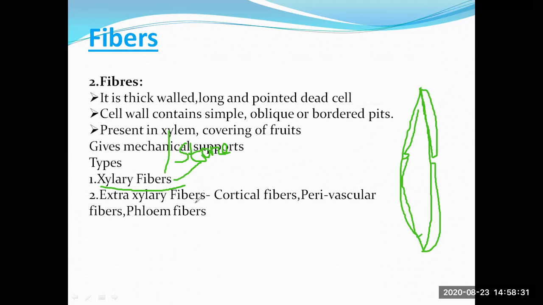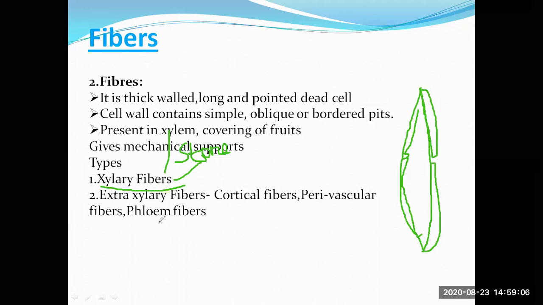The first one is xylary fiber, meaning intraxylary. The second one is extraxylary. Xylary means within the xylem. Xylem cells possess fibers, xylary fibers. Extraxylary means other than xylem. Other than xylem means it may be cortex, it may be pericycle, or it may be phloem.